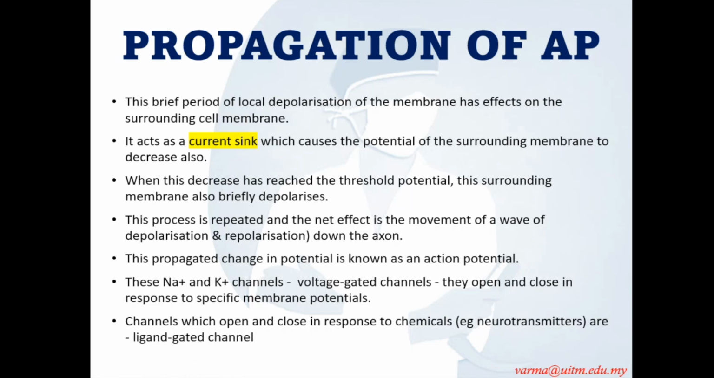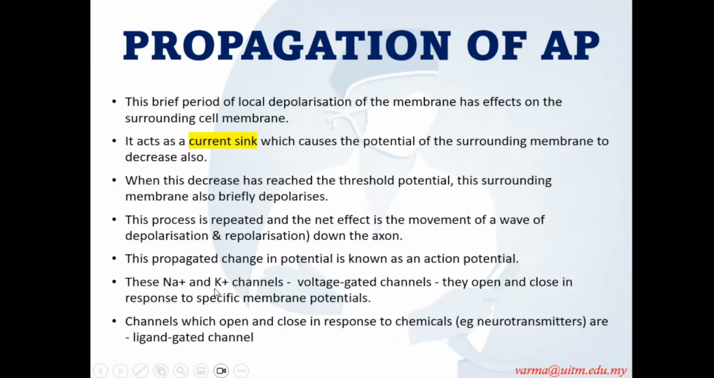One nerve action potential causes a depolarization. It acts as a current signal to the nearby cell membrane, where the resting membrane potential starts to become less negative towards threshold potential, and causes the surrounding nerve membrane to develop an action potential as well. When this decrease has reached the threshold potential, the surrounding membrane also briefly depolarizes. The process is repeated and the net effect is the movement of a wave of depolarization and repolarization down the axon. This is what we call propagation. One causes the nearby one to depolarize, then the nearby to repolarize. That's the propagation. The propagated change in potential is known as the action potential.